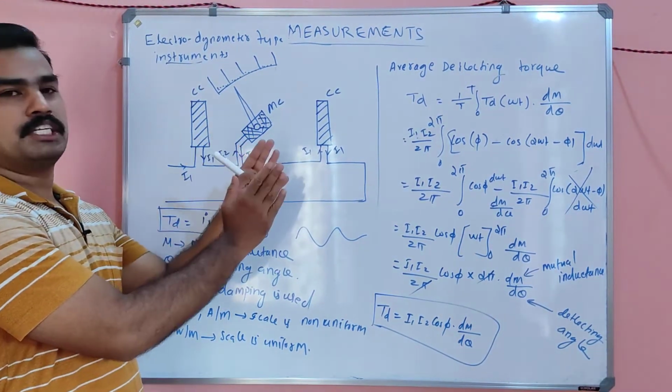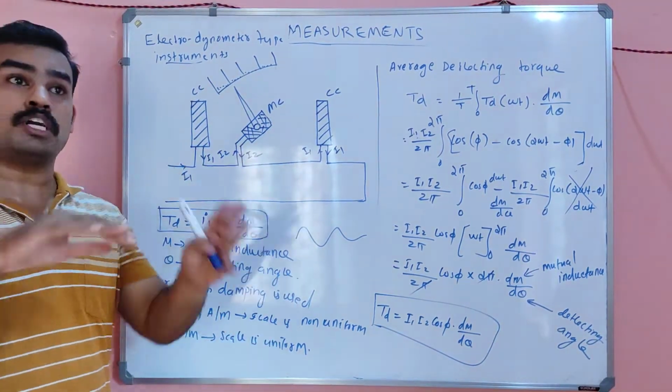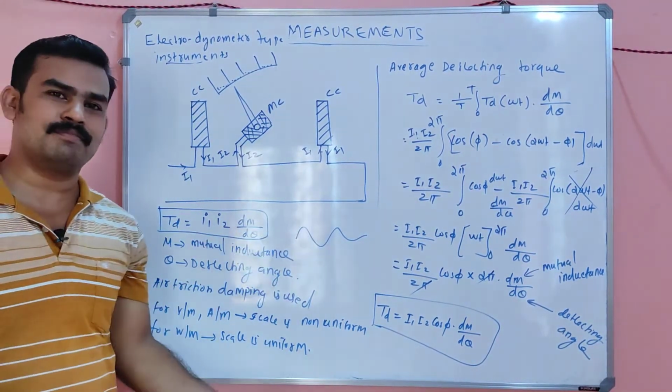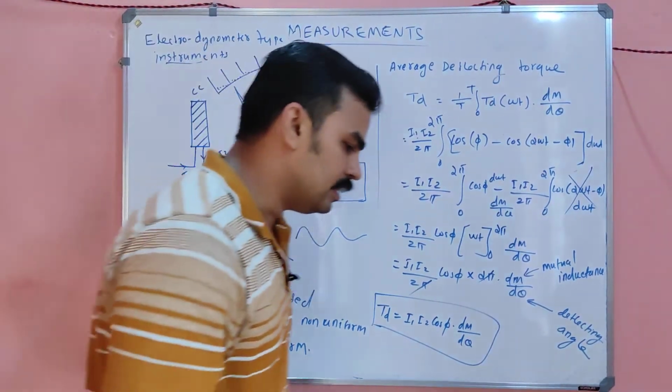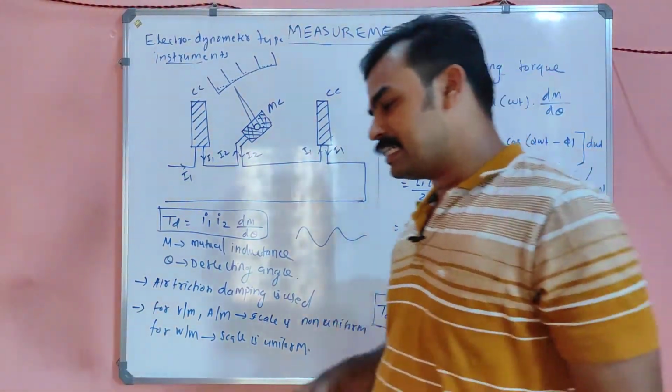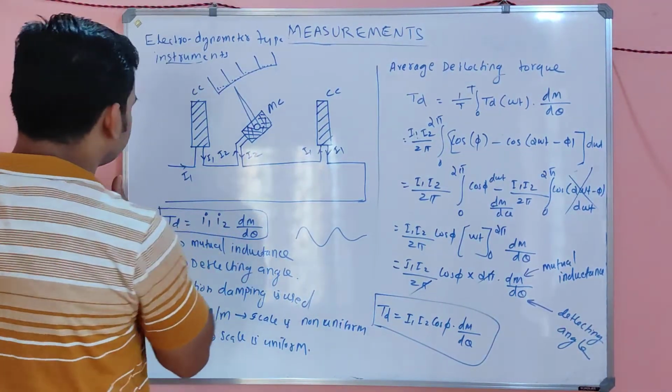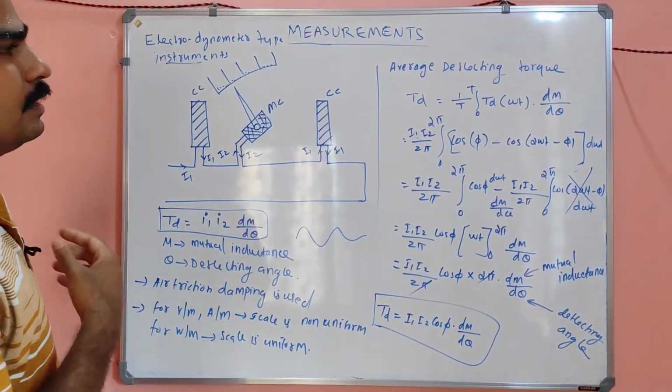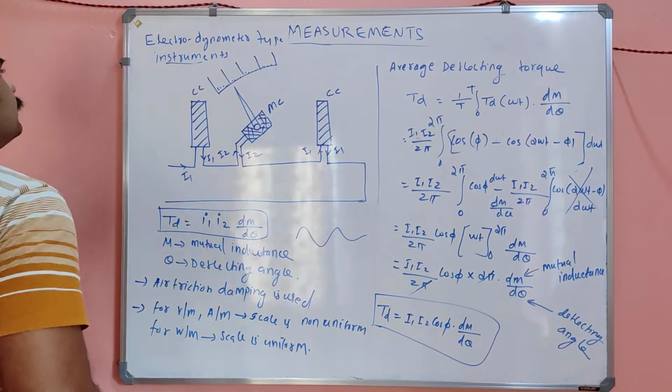So the deflecting torque is directly proportional to the power, not a power square. So power simply means we can conclude it as a linear scale thing, right? It is a linear scale thing, not a non-linear scale thing. Is it clear? Is everything clear?